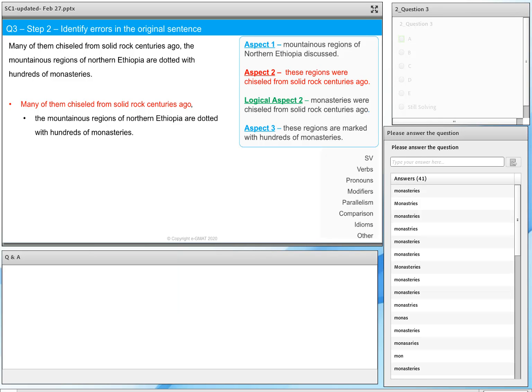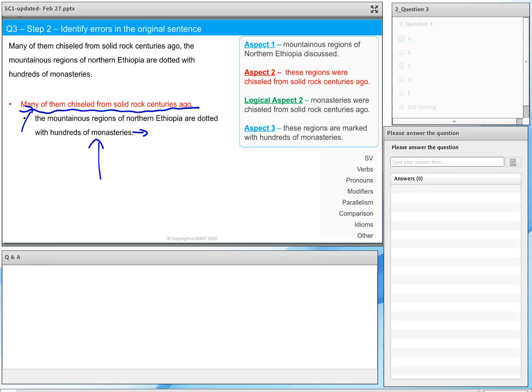So what we need to do is, all of you agree with me that this part of the sentence must be talking about monasteries. So all we need to do is change the place of this modifier and try to place it next to this. And then, so what do you think? If we do that, if I pick up "many of them chiseled from solid rock centuries ago" and place it after monasteries, will the sentence become correct? Take to the poll.